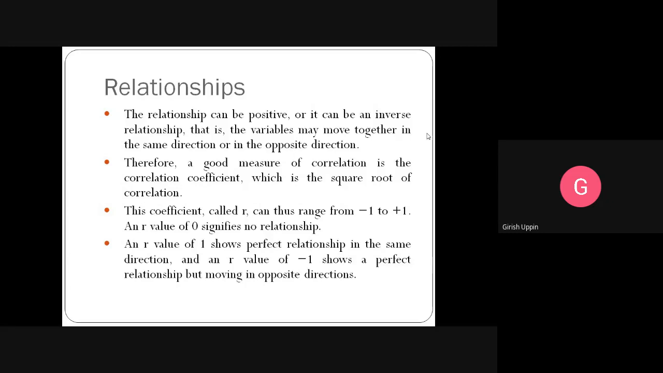Minus 1 indicates a solid, strong relationship, but an inverse relationship, meaning they move in opposite directions. 0 means no relationship between the two entities, and plus 1 means a very strong relationship in the positive direction. An r value of 1 shows a perfect relationship in the same direction, and an r value of minus 1 shows a perfect relationship but moving in the opposite direction.